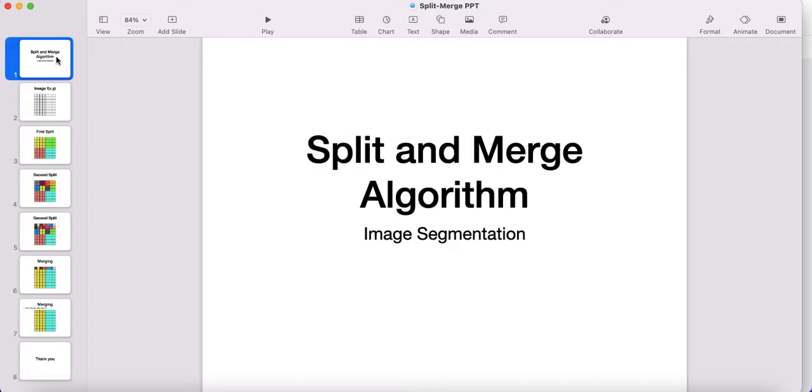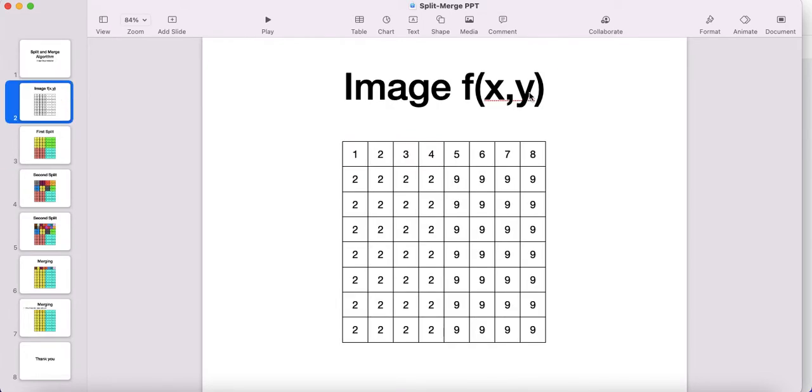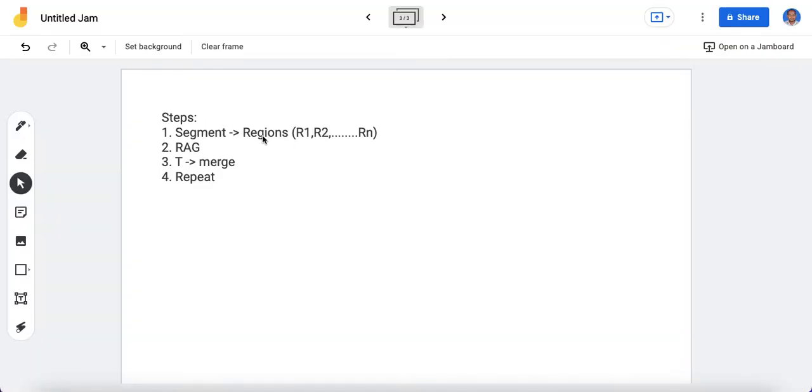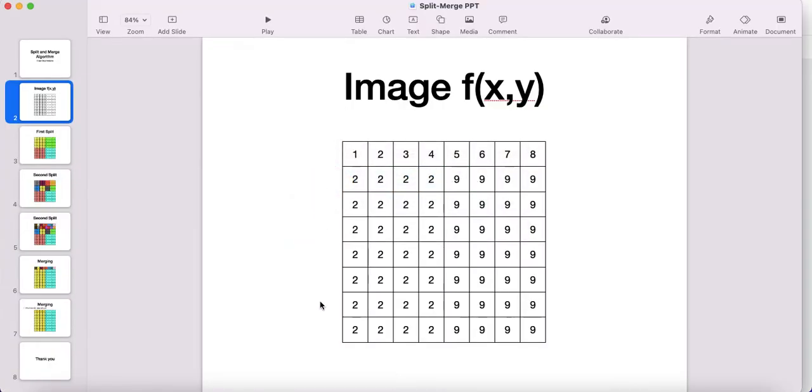I would like to introduce you to a small image, f of x comma y, with a size of 8 cross 8. So what is my first step? My first step is to segment my image into regions. Since it is an 8 cross 8 image, I would like to split it into half, both row wise as well as column wise.